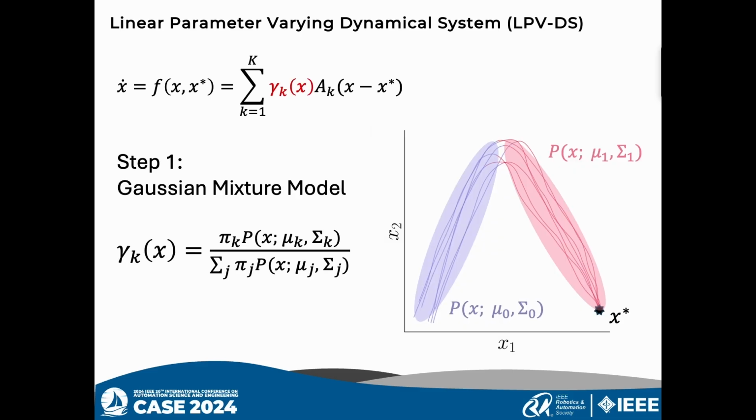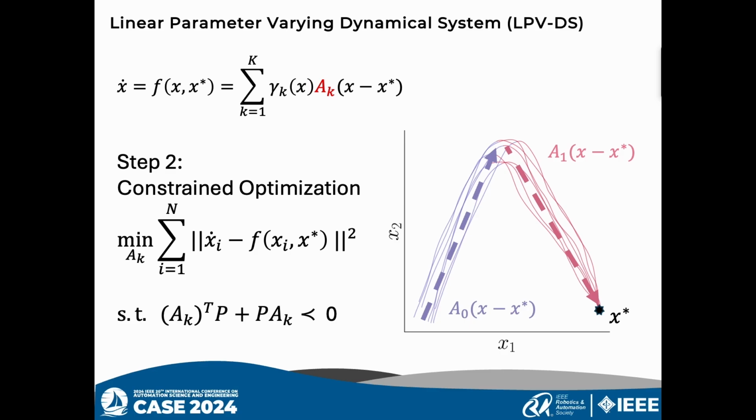The learning of LPV-DS follows a two-step learning framework. We first look at the mixing function gamma k. Gamma k is a state-dependent function, and its parameters can be estimated by fitting a statistical model to the trajectory. The most common choice is using Gaussian mixture model, or GMM. In this example, we fit a mixture of two Gaussians to this trajectory, and depending on where our state x is, gamma k will distribute the normalized weight to the corresponding linear system.